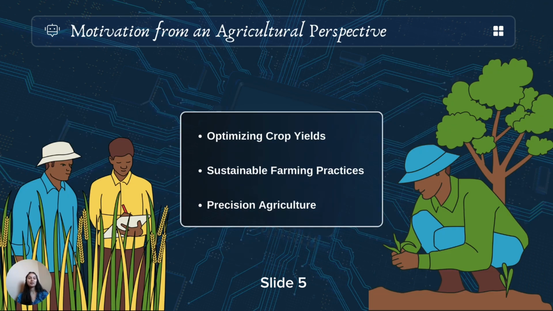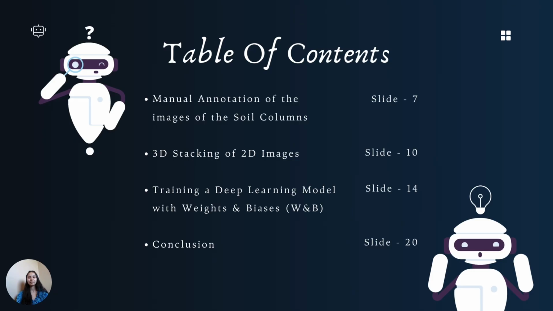Taking a look from an agricultural point of view, what motivates us to do this? Understanding soil composition aids farmers in applying the right nutrients and irrigation practices. It supports sustainable farming by managing soil health, reducing erosion, and maintaining fertility. Additionally, it enables precision agriculture by facilitating data-driven decisions to optimize crop farming and field-level management.